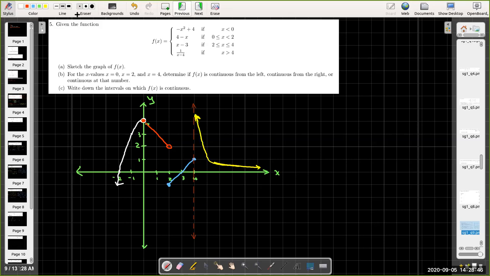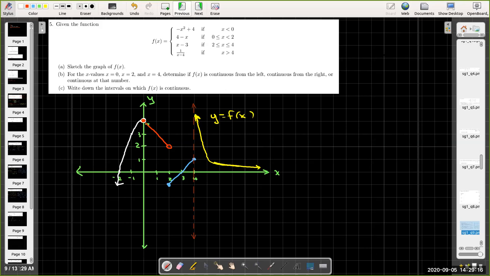All right, not bad. Let us answer the questions now. We've sketched the graph of f of x. So here we have y equals f of x. It has four different parts: half a parabola, two line segments, and then half of a reciprocal function. And so the question is, for the x values x equals 0, x equals 2, and x equals 4, determine if f is continuous from the left, continuous from the right, or continuous at that number.